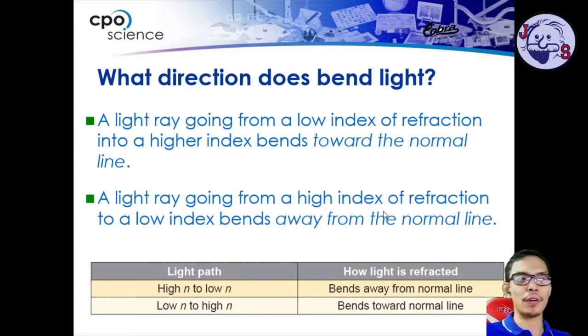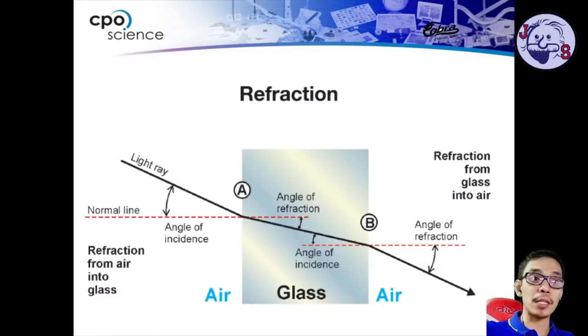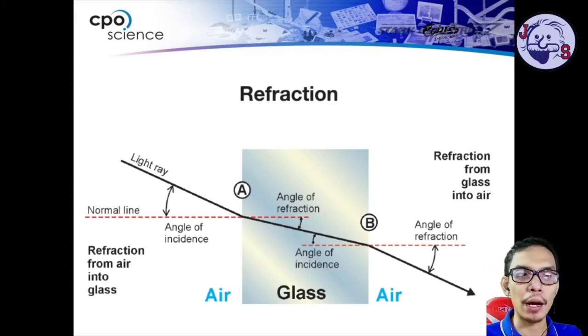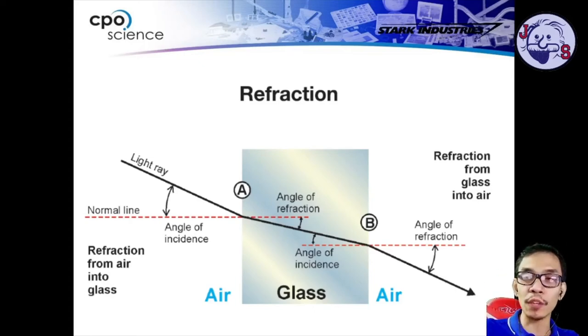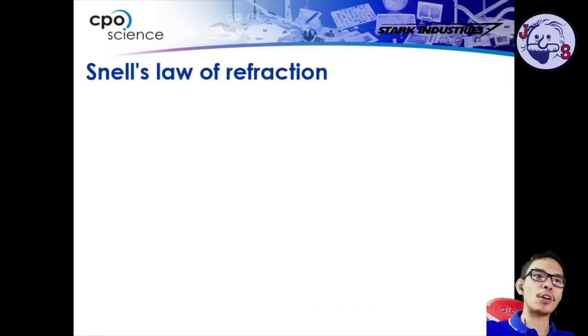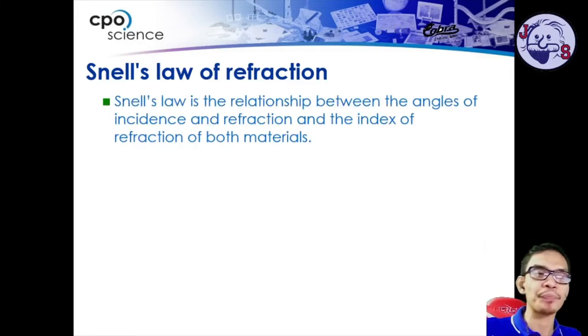Okay, so next one. That is the idea here about refraction. Refraction is the process of bending of light when it passes through two materials with two different indices of refraction. Just like reflection, refraction also follows certain parameters. This is Snell's law of refraction. So what is Snell's law of refraction?